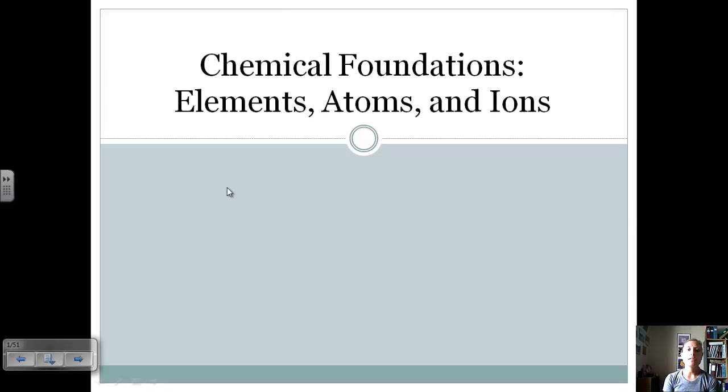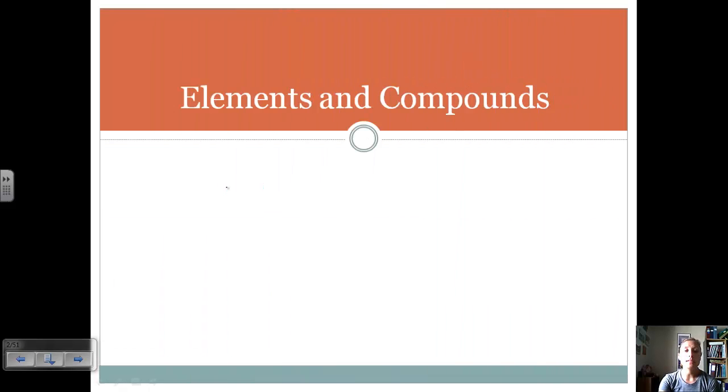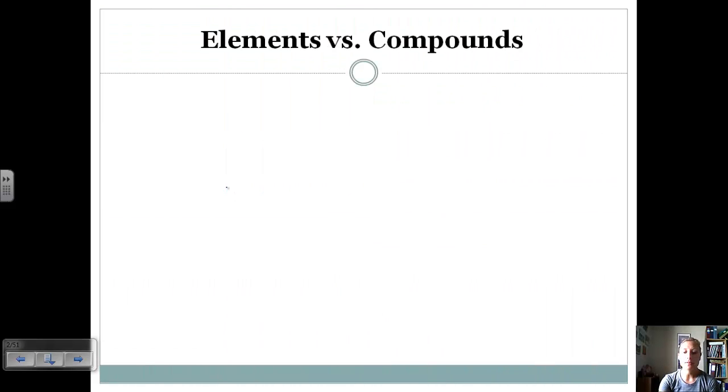So today we're going to start the unit about chemical foundations. We're going to talk more about elements and include atoms and ions. So today we're going to discuss just elements and compounds.